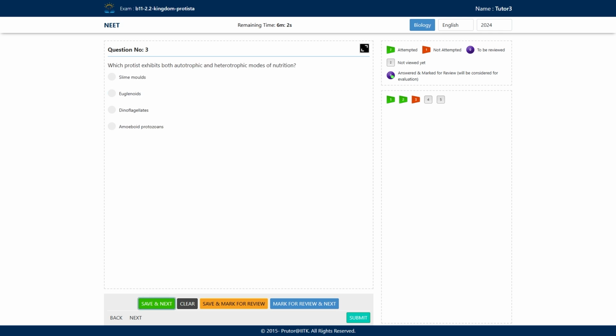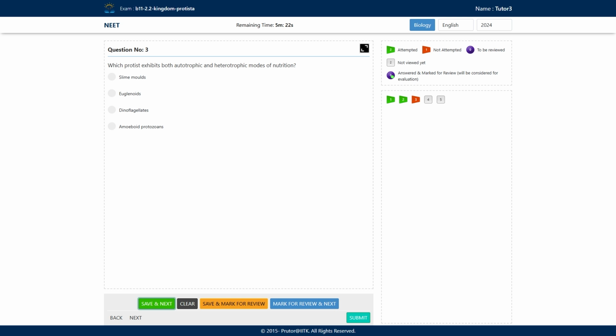The next question: which protists exhibit both autotrophic and heterotrophic modes of nutrition? Okay, so which protist can do photosynthesis? What are autotrophs? Auto means self. They can prepare their own food. So which protists exhibit autotrophic as well as heterotrophic mode of nutrition? What is the heterotrophic mode of nutrition? Where the organisms are dependent on other organisms for nutrition, or obtain nutrition from other organisms.